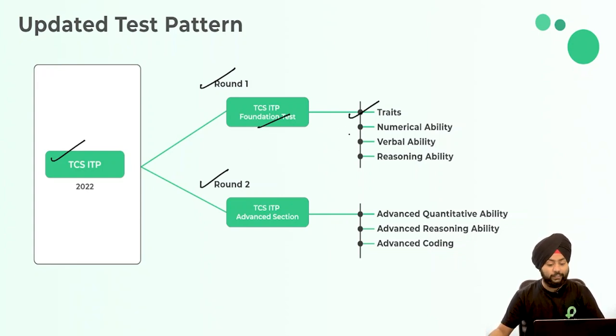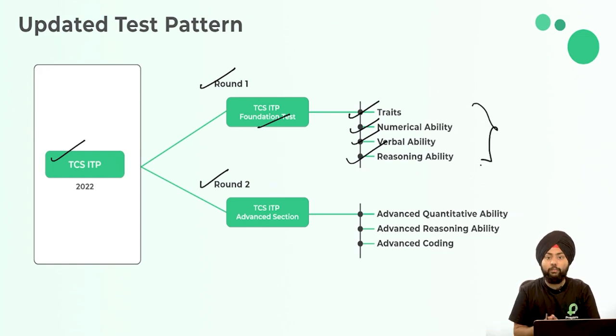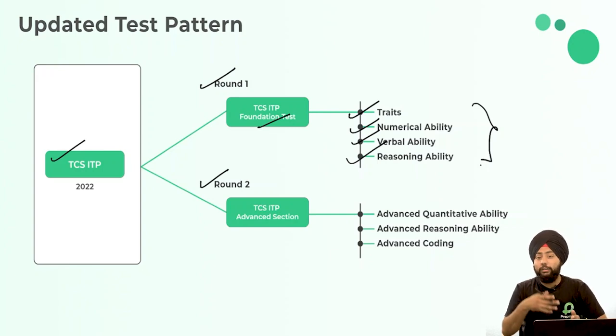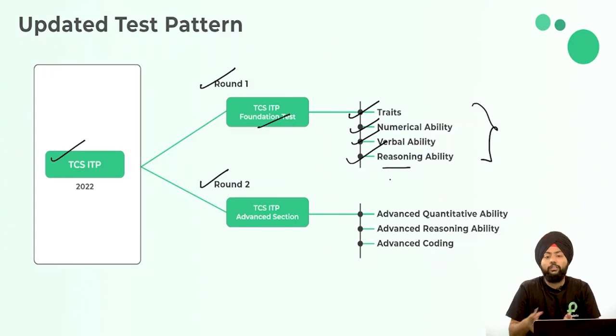First one is trait, second one is numerical ability, third one is verbal ability, and the fourth one is reasoning ability. These topics will be from your general aptitude, like normal numerical ability, quants questions from profit and loss, time, speed, distance, time and work. Verbal ability, like sentence correction, errors, or para jumbles. And reasoning ability, your logical topics like blood relation and data arrangement.